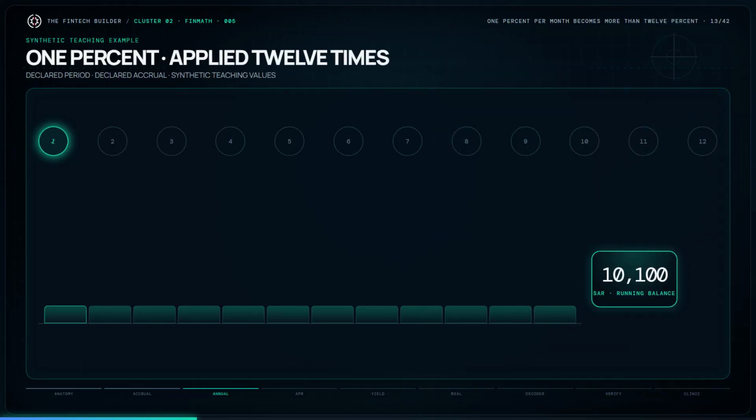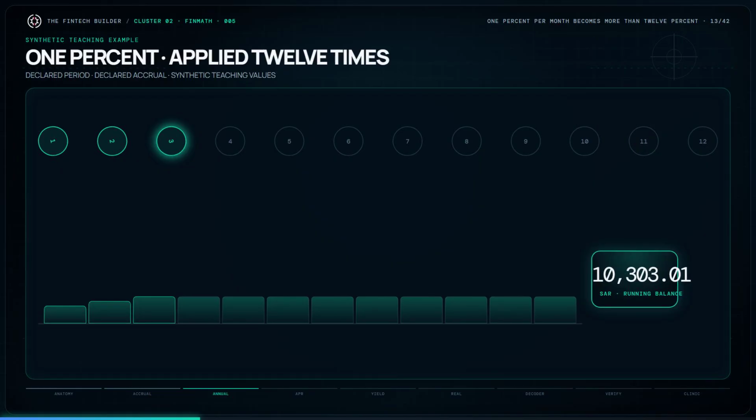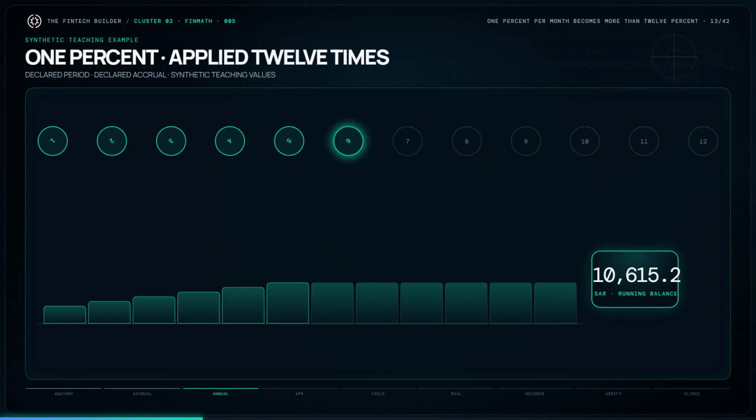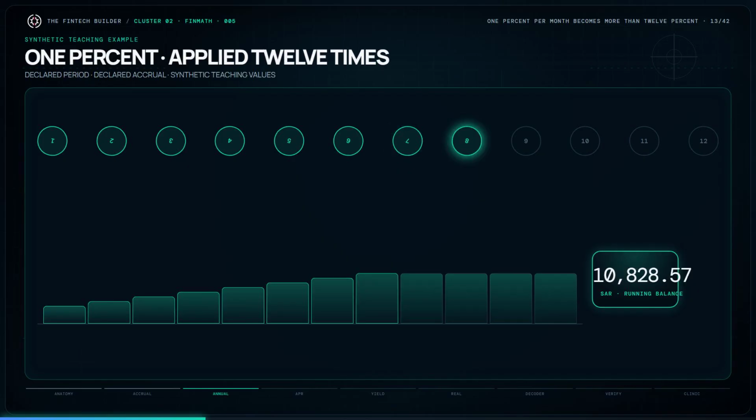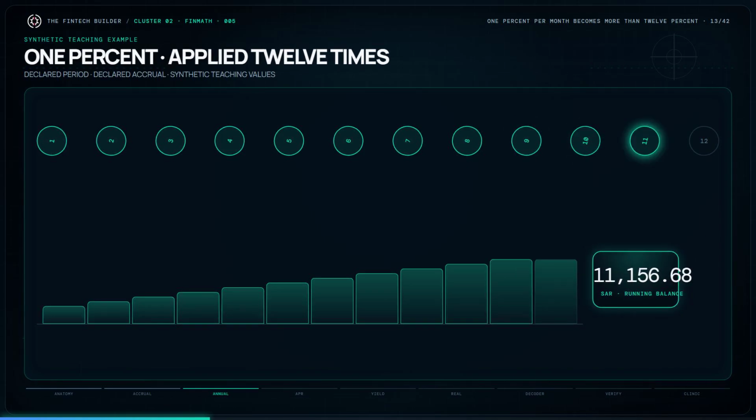Apply the 1% monthly rate 12 times. Each month multiplies the balance by 1.01. The next month begins from the balance produced by the previous month. After 12 periods, the total growth factor is 1.126825. 10,000 reals becomes approximately 11,268 reals and 25 halalas.